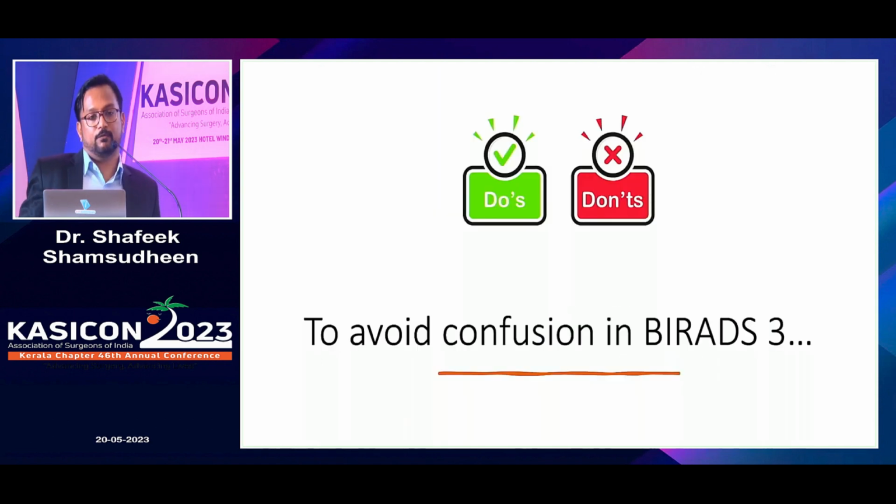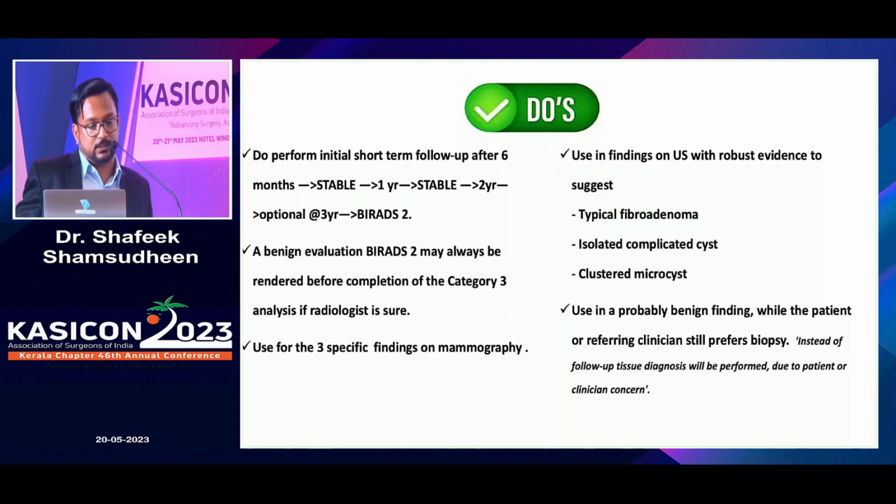Now, to avoid confusion in BI-RADS 3, what are the do's and don'ts? Number one is to strictly follow the algorithm of follow-up. You follow up with unilateral, ipsilateral same-side imaging at 6 months, followed by repeat bilateral imaging at 1 year and 2 years.